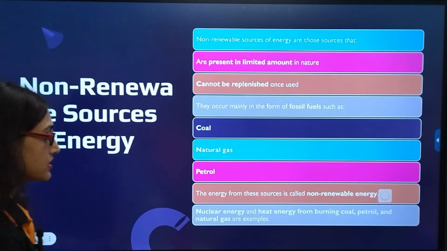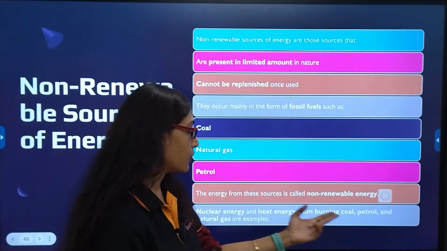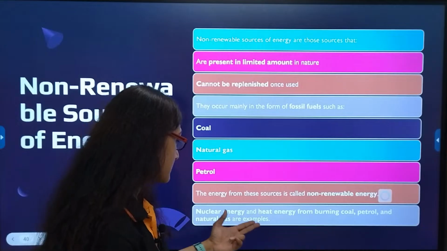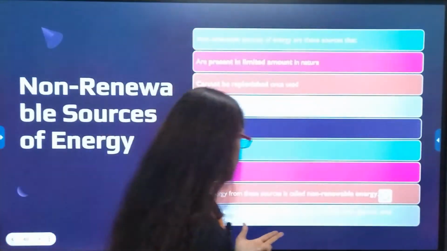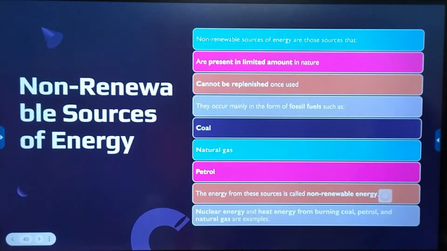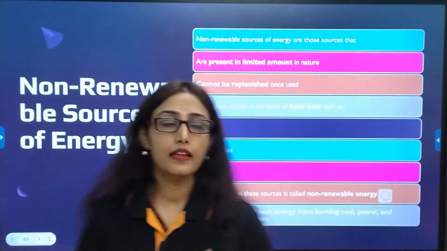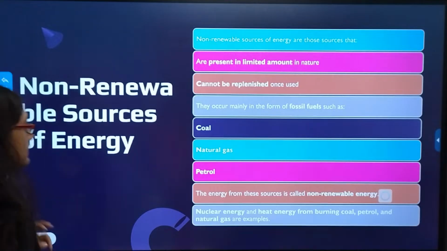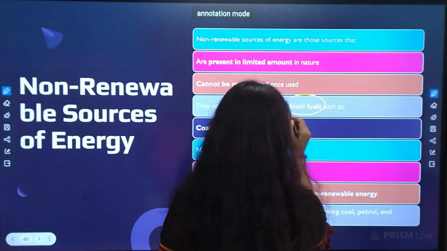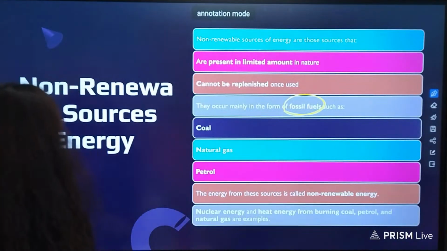Even nuclear energy, and heat energy from burning coal, petrol and natural gas, are examples of non-renewable, because once you burn the coal, petrol, gas and even nuclear energy, you cannot use it again and again. So what is over here? You are getting a new term, that is fossil fuel. What is fossil fuel?